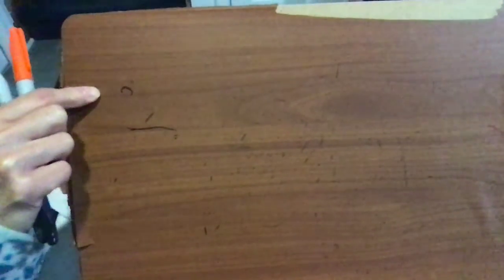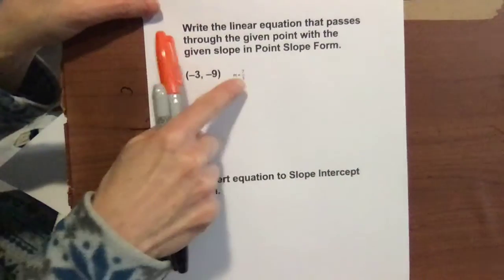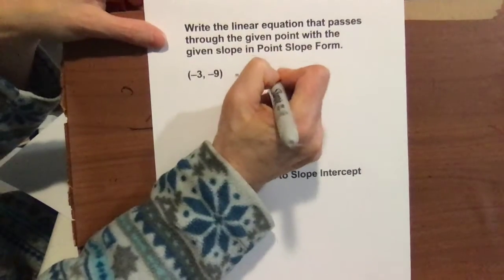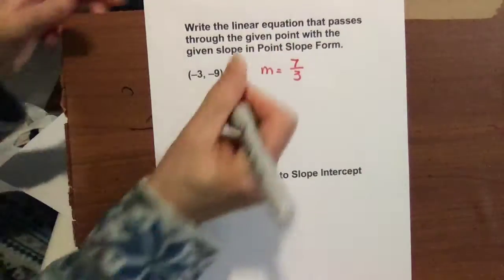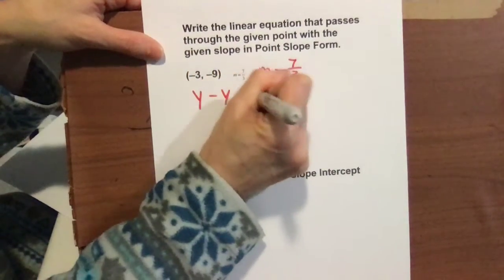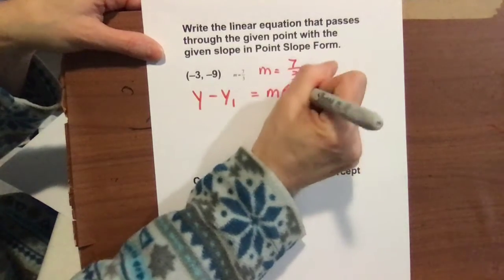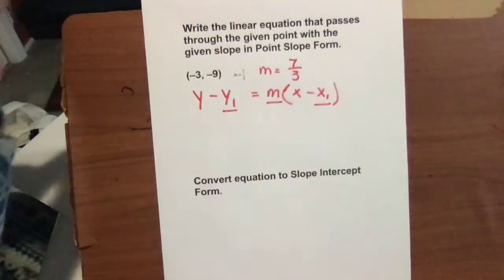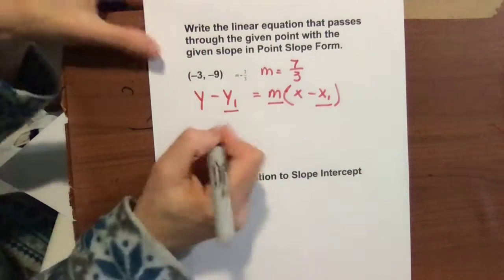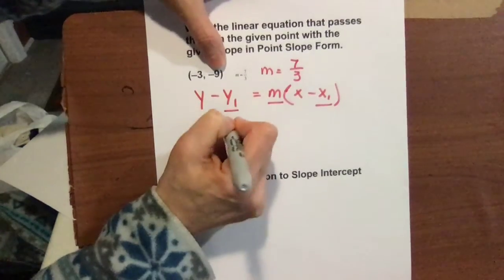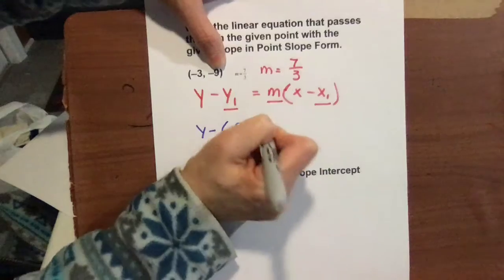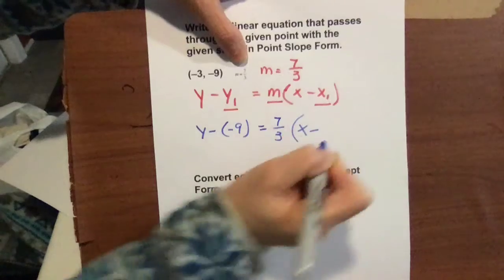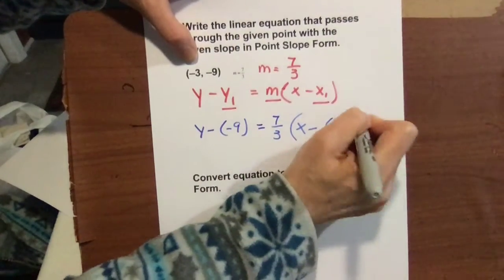And again, we're going to write the equation of a line through the given point with that slope, and the slope is a positive 7/3. Okay, so if you can't see it that well, the slope is a positive 7/3. And we're going to first write our point-slope equation, which is y minus y1 equals m times quantity x minus x1. We're going to substitute in the y1, the m, and the x1. All right, so y minus, now the y is a -9, so parentheses, equals, the slope is 7/3, x minus, and the x is a -3, so put that in parentheses.